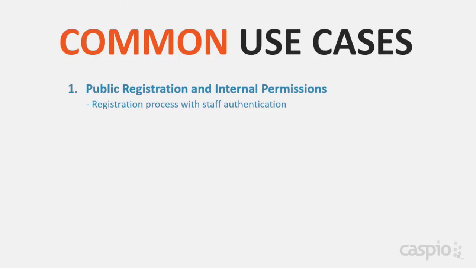The first use case that we're going to look at in today's video is called public registration and internal permissions. And this use case deals with anybody who comes to our website will have the ability to create an account with a public registration form. And once they create an account, they can log into the application and have the ability to maybe update their profile or do anything else within the application's workflow. And then we also have some kind of an admin or staff member that can log into the application and manage all of the registered members.